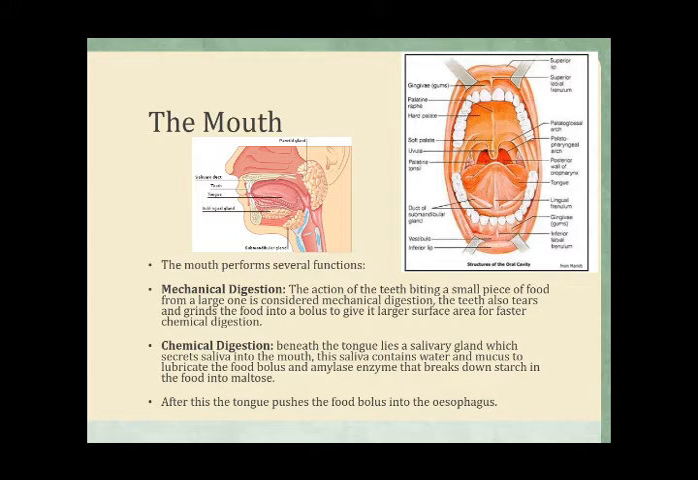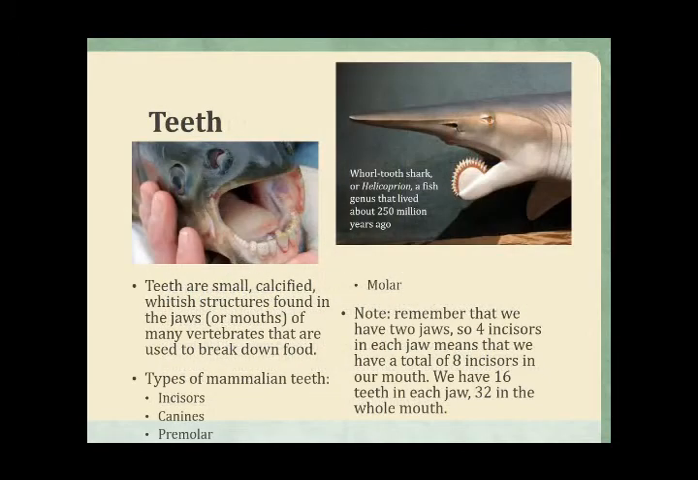And by making food into small pieces, the food has a larger surface area for faster chemical digestion. Your mouth also performs chemical digestion, usually through your saliva. The saliva has mucus and water, and it also contains an enzyme that breaks down starch in the food into maltose. After that, the food will be pushed by the tongue into the esophagus.